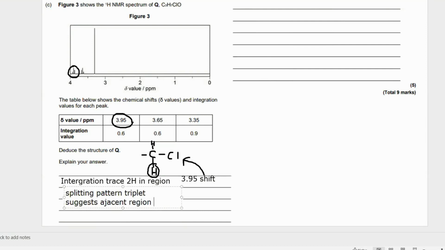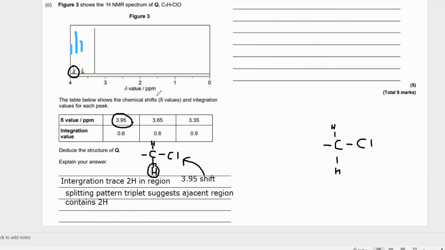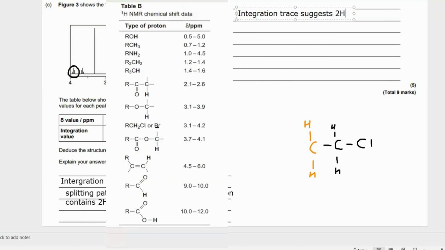3.95 shift suggests this halogen attached to CH2, and the splitting pattern is a triplet. You can see from the 3 lines. That suggests that the adjacent region is a CH2 group, or a carbon with 2 hydrogens and something else attached. So let's put all that information together to write what we've got so far. We've got a Cl attached to a CH2. Adjacent to it, because of the splitting pattern, is another CH2. So that's what we know so far. Quite a lot. Let's look at 3.65.